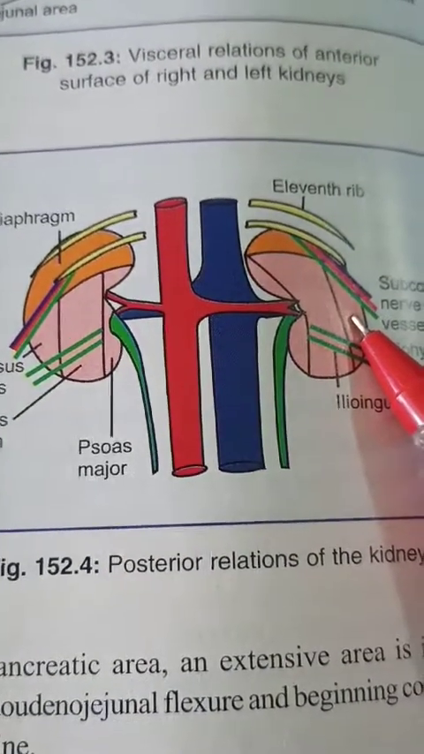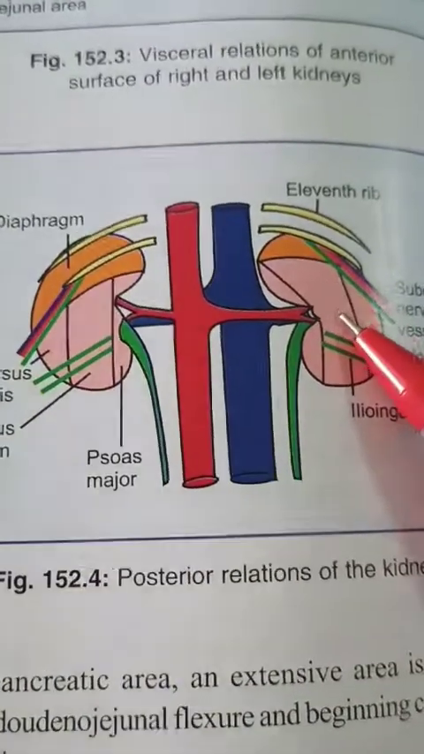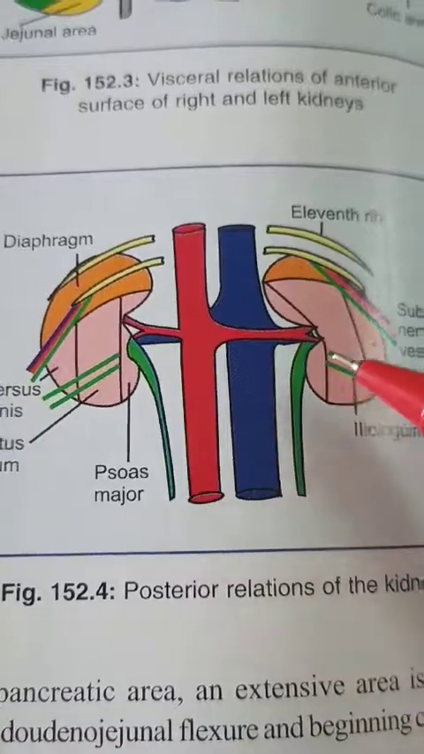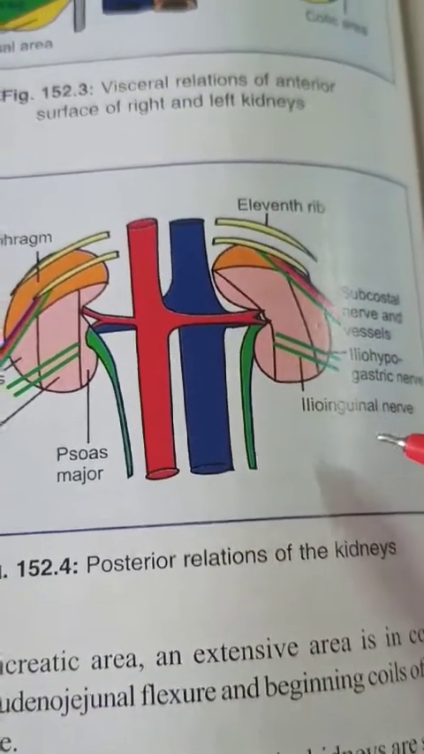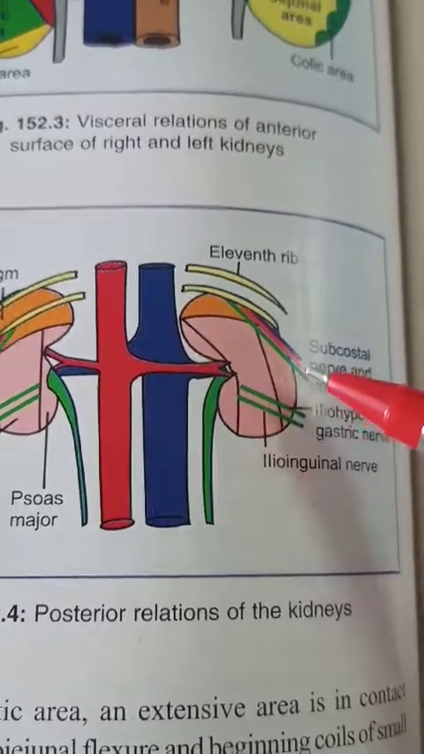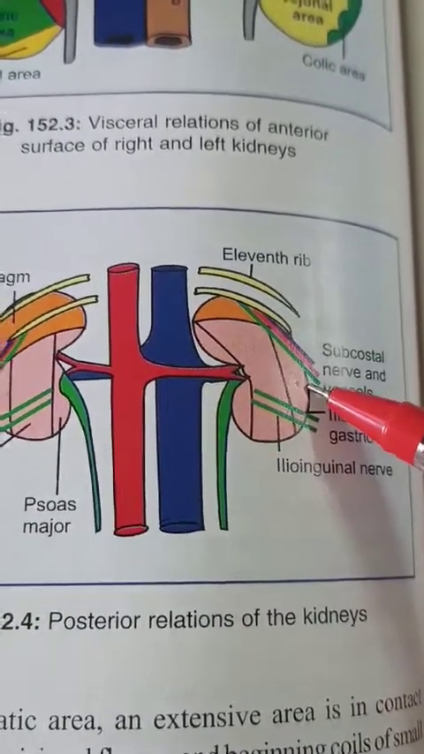Then behind these three muscles, it is related to some nerves. Here we can see three nerves are related to the posterior surface. The upper one is the subcostal nerve.